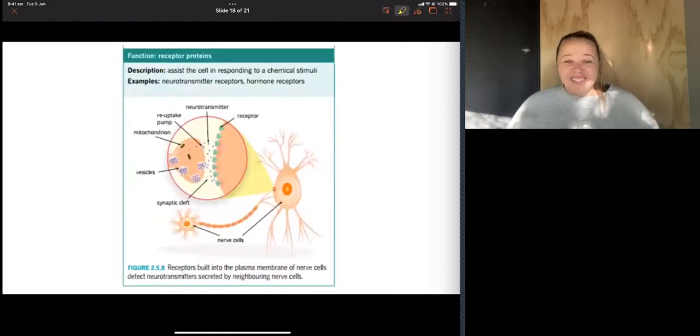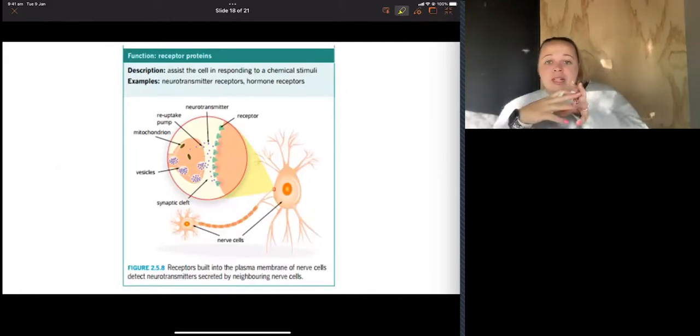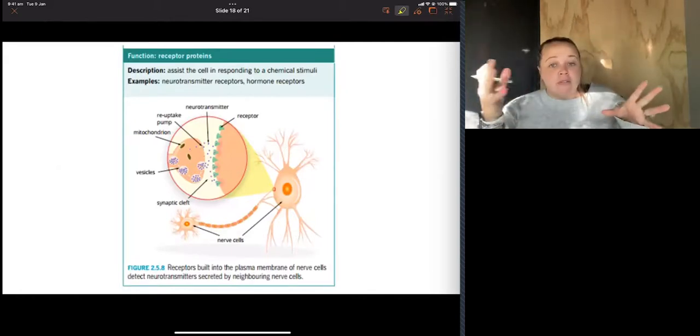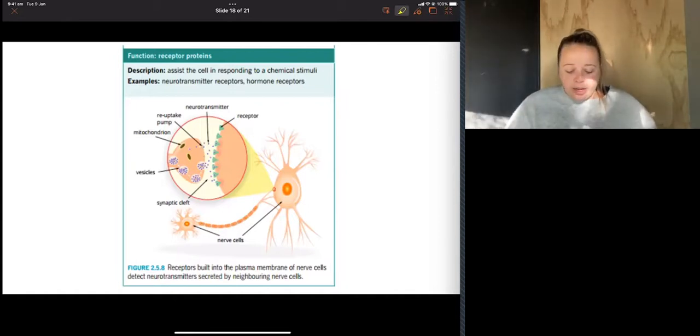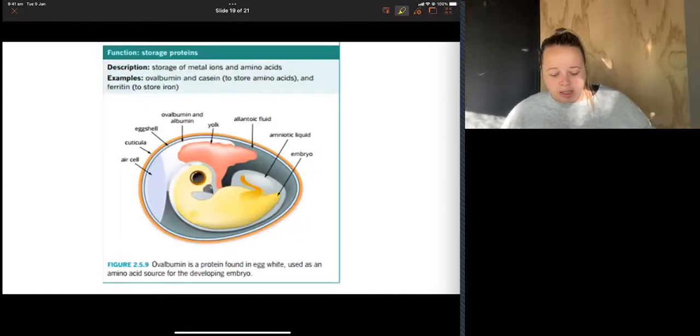We've also got receptor proteins. So these are things like, if you've done psychology, they're on the second neuron, and these are receptor molecules that neurotransmitters bind to in order to activate them. So they just assist the cell in responding to chemical stimuli. And the best example of these is the neurotransmitter receptors, or hormone receptors. Used to be a pretty decent part of the old study design, but it seems like it's gone out of this year's study design. So I'm not going to focus too much on these.